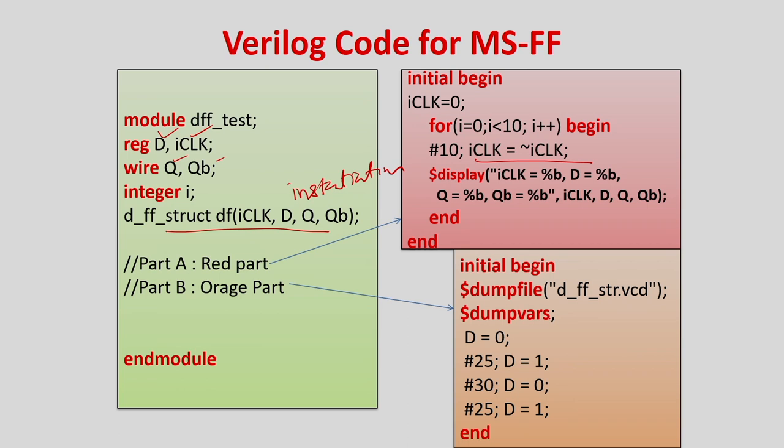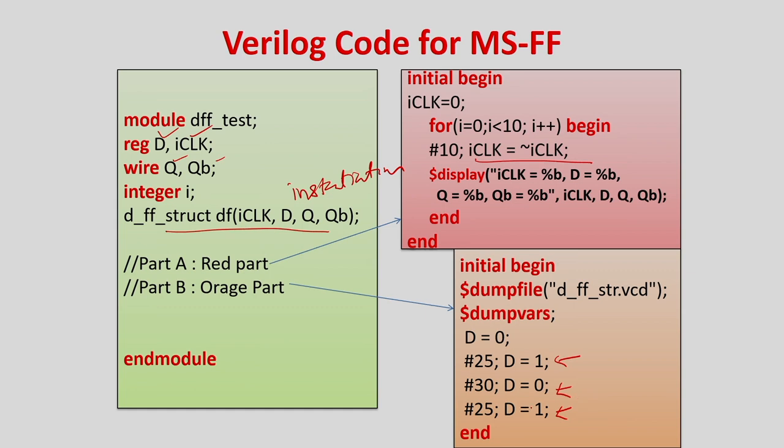We can specify which variables we want, but let us dump all the variables; later on you can select them in GTKWave. Initially D is equal to 0, then after 25 seconds we make D equal to 1, and after 30 seconds from there we make D equal to 0, and then after another 25 seconds we make D equal to 1. So we are making 0101.